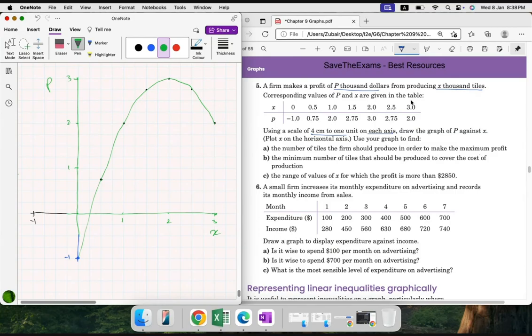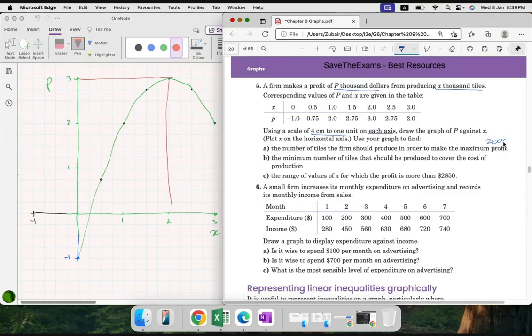That is straightforward. Can you see the maximum profit, the highest value the graph is reaching? Yes, sir. 3. Yeah. So the highest profit is at this point 3, and how many tiles? It is 2000 tiles for maximum profit. Yes, sir. 2000. Use a graph to find minimum number of tiles that should be produced to cover the cost of production.